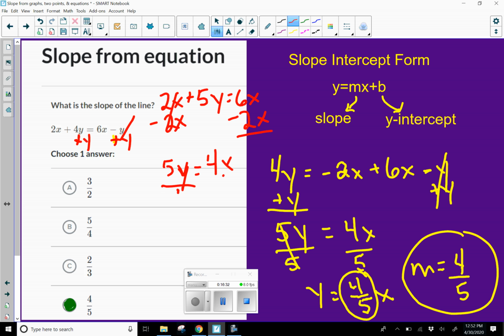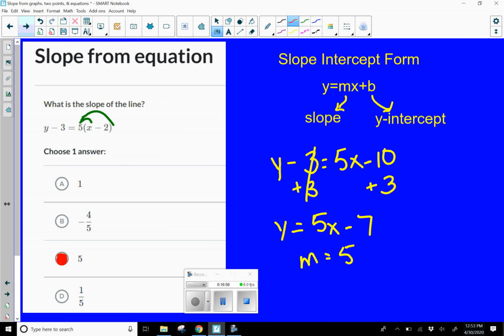And then don't forget we need to get y by itself. So I'm going to divide both sides by 5. And that leaves us with y equals 4/5 x, which I have right down here, making your slope 4/5, which means your line is increasing since it's a positive slope and it's going up 4/5, up 4/5. And it would cross your y-axis at the origin 0, 0.